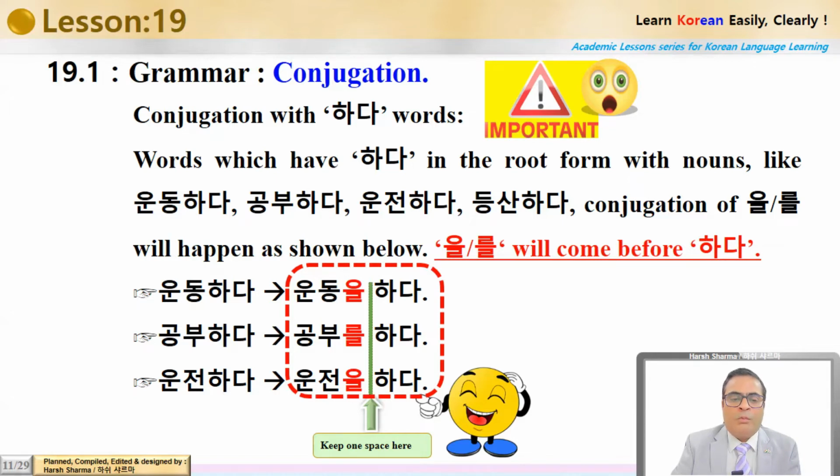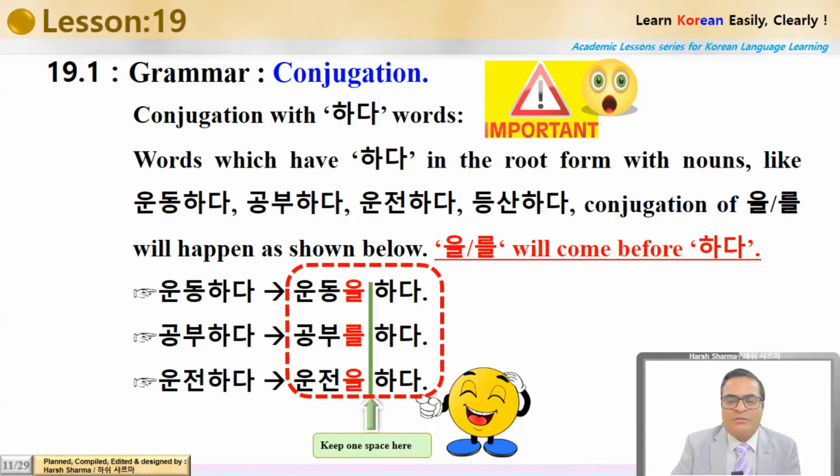See number 2, kongbu hada, kongbu rul, one space, then hada. You have to always keep one space in these hada words. After ul or rul, we have to keep one space. Don't join them. See number 3, unjon hada, unjonal hada. And you know the word meanings already. Undong hada, to exercise. Kongbu hada, to study. Unjon hada, to drive.